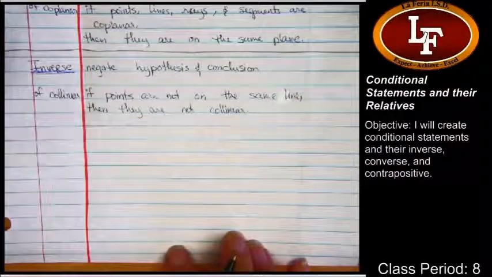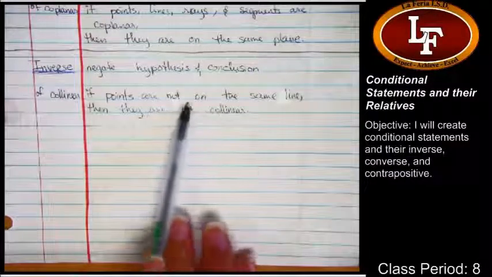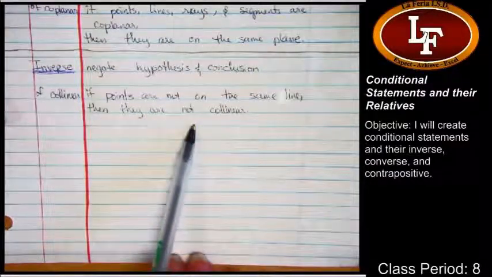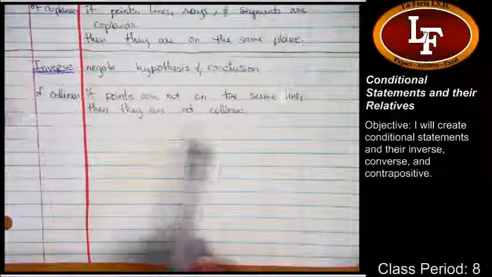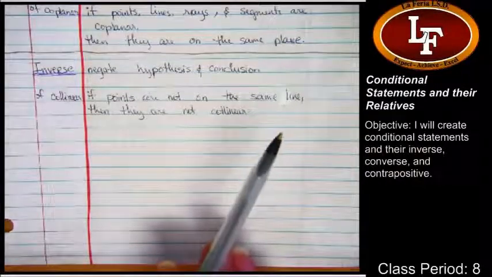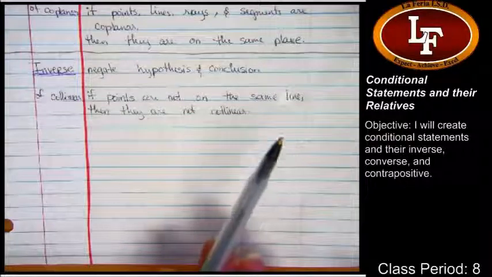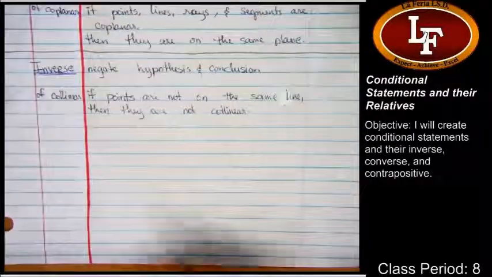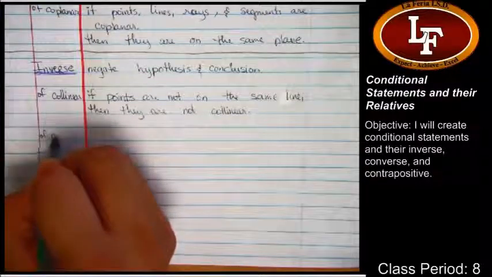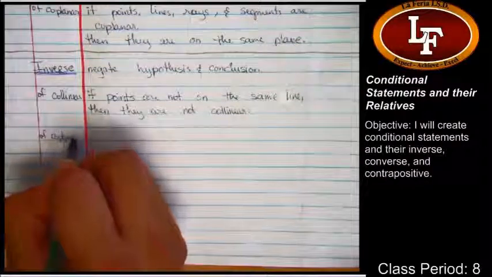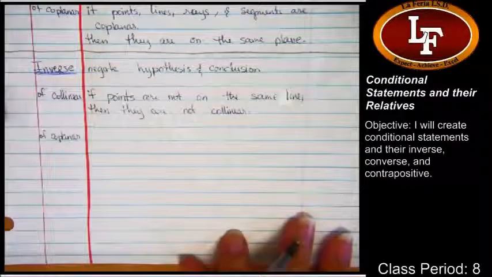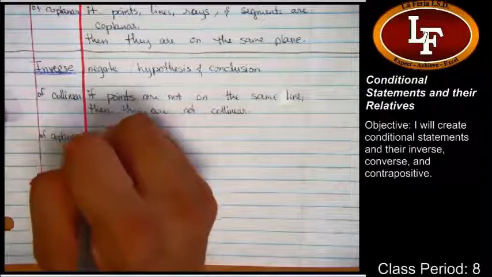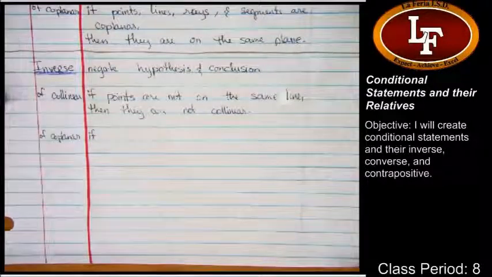Thank you. Notice how here I didn't use our vocabulary word, non-collinear, because I'm really trying to drive home the fact that you're using the word not in there, okay? They are not collinear. Nicely done. Let's try coplanar. All right, what's the original hypothesis for coplanar?